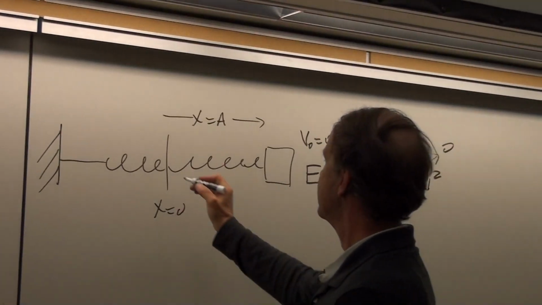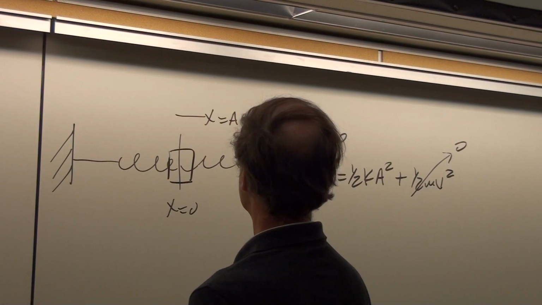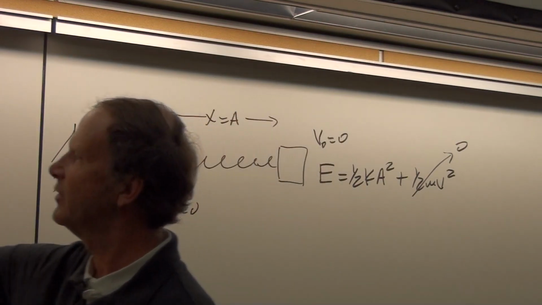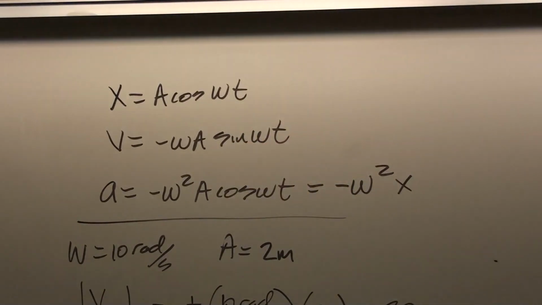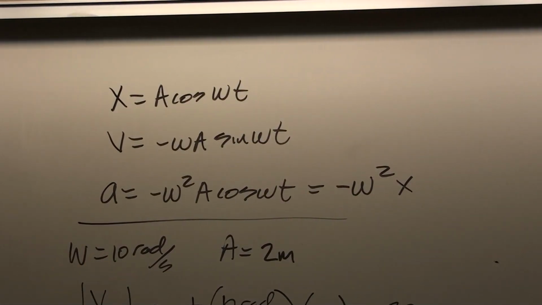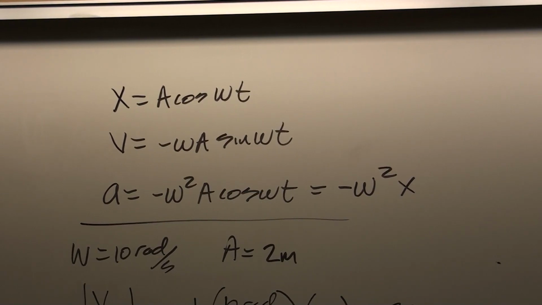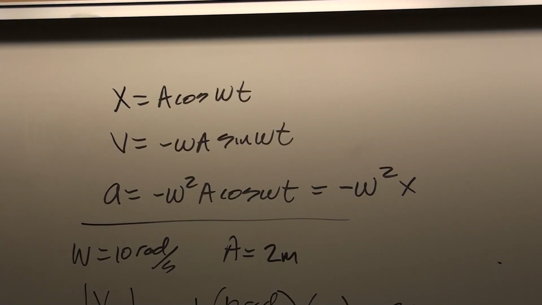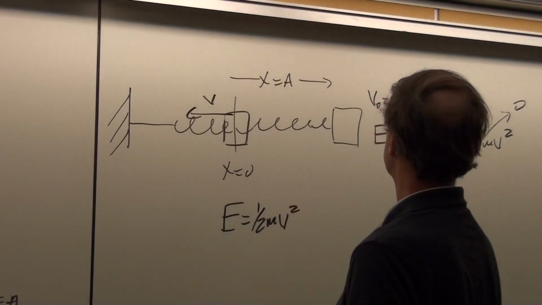But by the time that we get to here, all of the energy will be kinetic. So at that point, because the maximum velocity occurs when all the potential energy has turned into kinetic, you can say at this point we would have a velocity such that the total energy would be 1/2 mv squared.